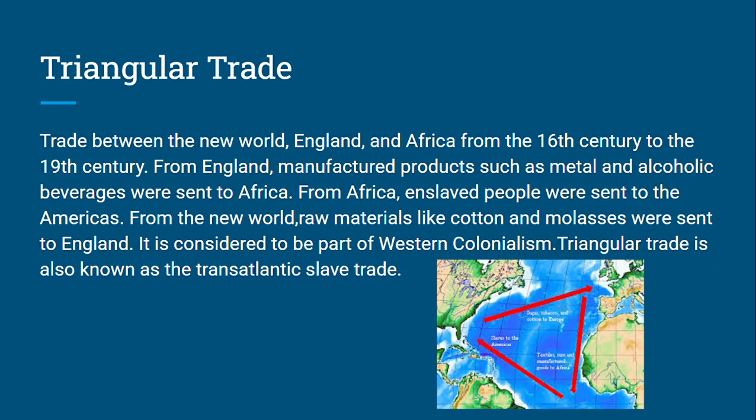Next up, we have triangular trade. This was a trade between the New World, England, and Africa between the 16th and 19th centuries. From England, manufactured products such as metal and alcoholic beverages were sent to Africa. From Africa, enslaved people were sent to the Americas, and from the New World, raw materials like cotton and molasses were sent to England. It is considered to be a part of Western colonialism, and triangular trade is also known as the transatlantic slave trade.